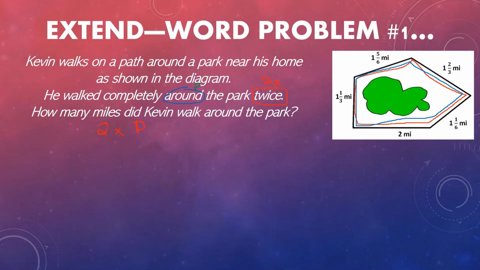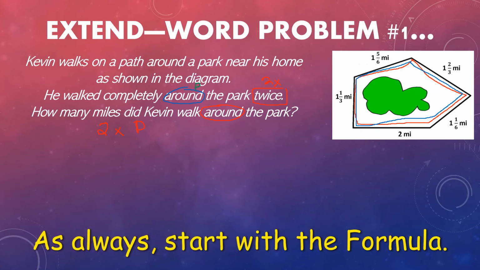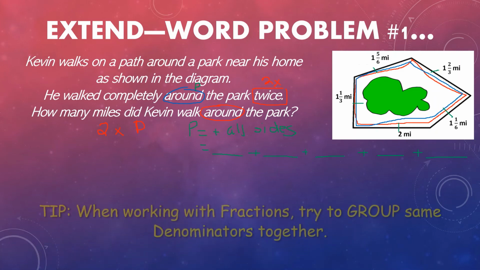And the question asks, how many miles did Kevin walk around the park? Again, the keyword is around. That tells us that we're looking for perimeter. So let's go ahead and drop into this problem and start solving for it. We're going to start with the formula. Perimeter means to add all sides. Then what I'm going to do next is to count how many sides I have. And I have 1, 2, 3, 4, 5 sides. So I'm going to leave myself with 5 blanks to fill in the dimensions of each side.